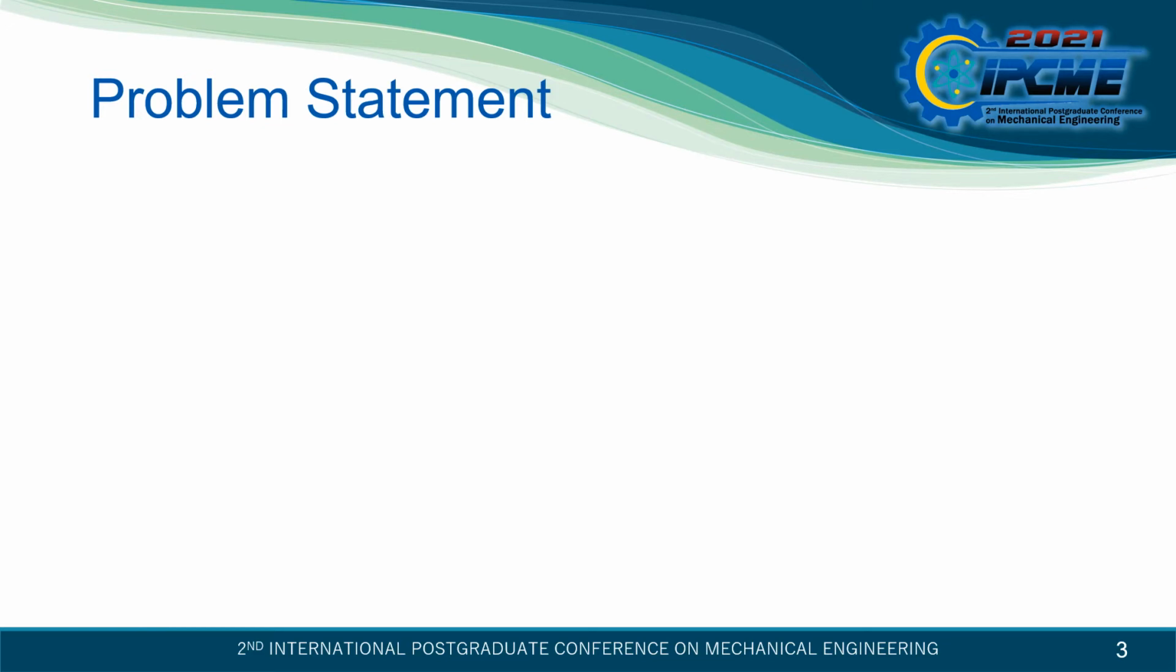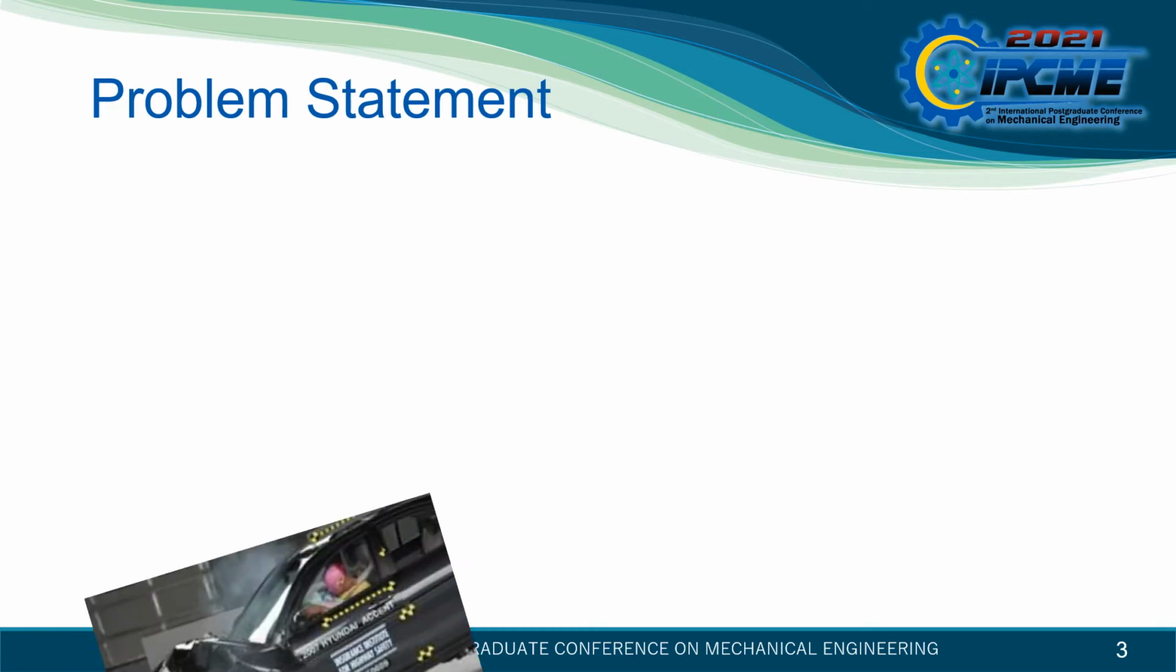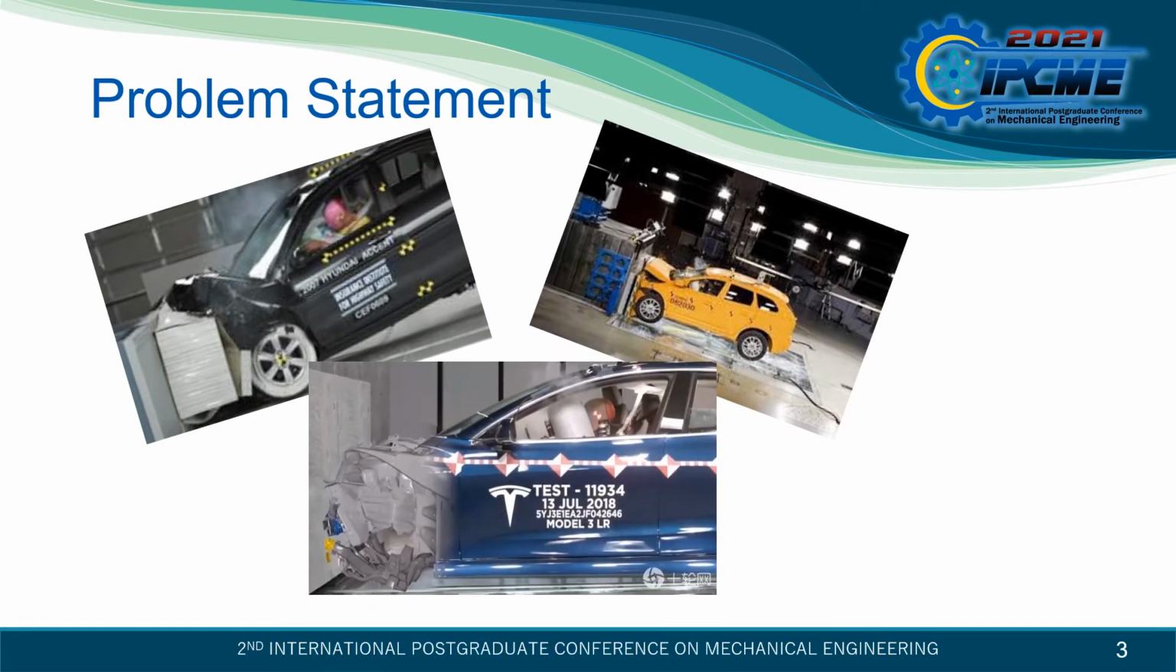Next is the problem statement. First, I have mentioned that it is very important to improve the safety performance of the vehicle. Then how do we improve it? Yes, by testing. Let's see these three pictures. These are all real car tests for testing safety performance. We can see that the driver is just a model, not a real person.